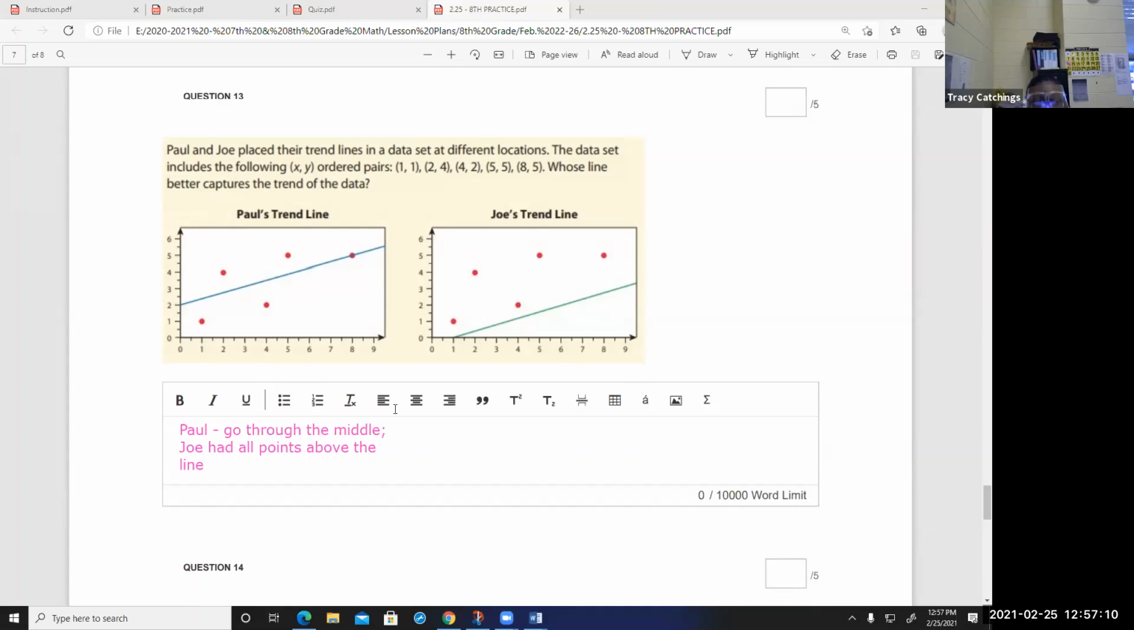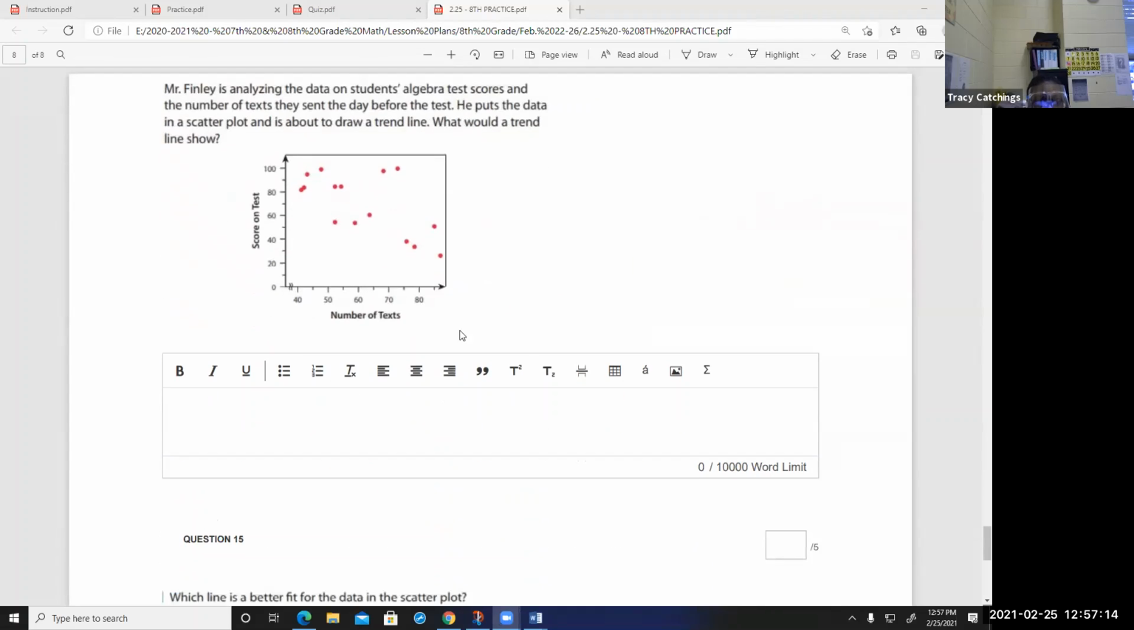All right, y'all got it? All right, 14. Mr. Finley is analyzing the data on students' test scores and the number of texts they sent the day before the test. He puts the data in a scatter plot and is about to draw a trend line. What would a trend line show?